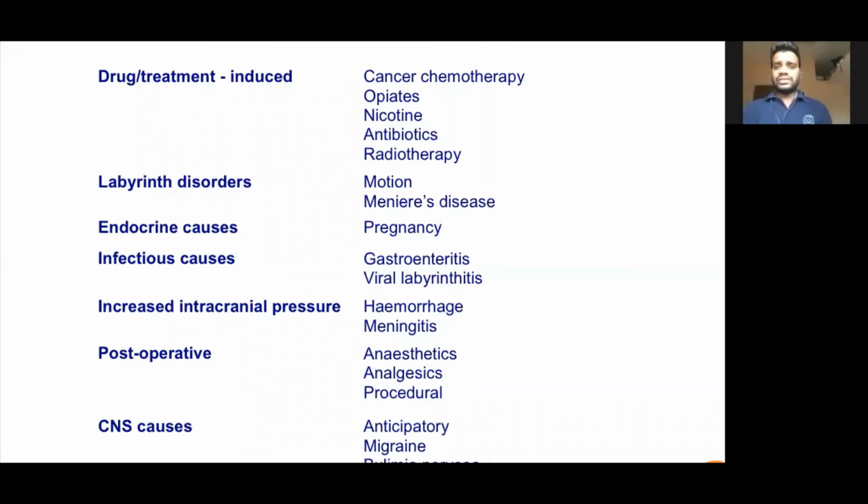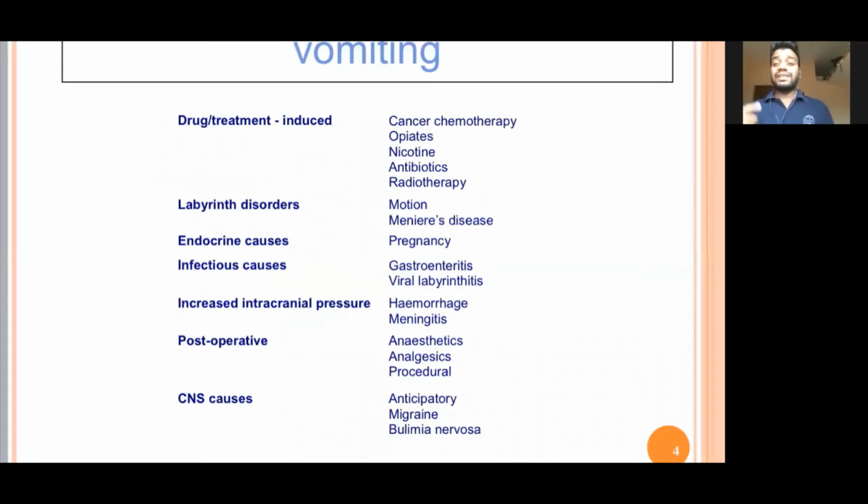And of course, I was talking about post-operative nausea and vomiting. Maybe because of the anesthetics the patient has been given, or maybe because of analgesics, like I told, opioid analgesics, or if they have done some procedure, even that can cause nausea and vomiting. We have some of the neurological causes, like migraine. Many patients who have migraine will have a vomiting sensation. We have something called anticipatory vomiting. That is one of the types of vomiting that I will discuss.